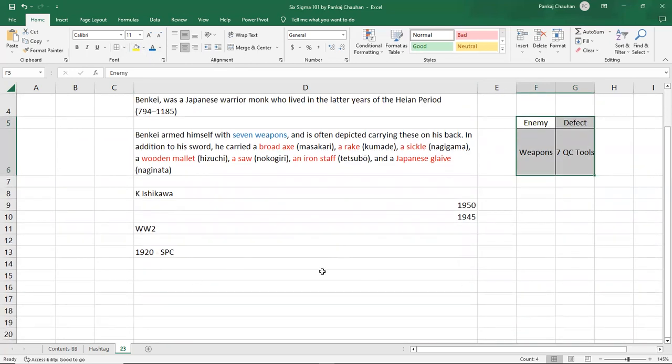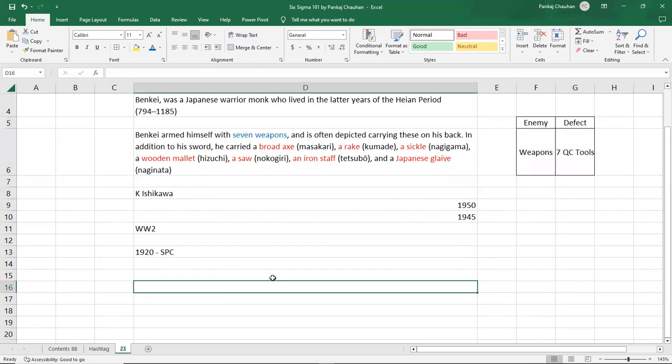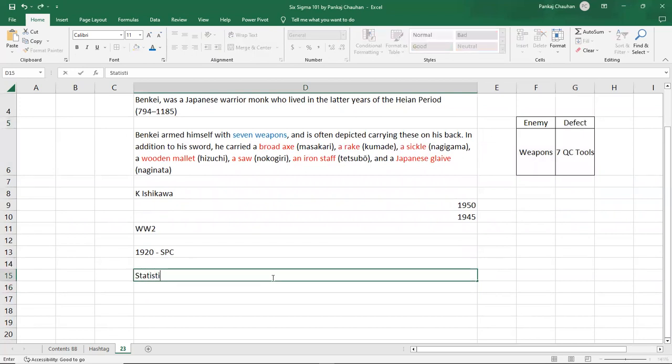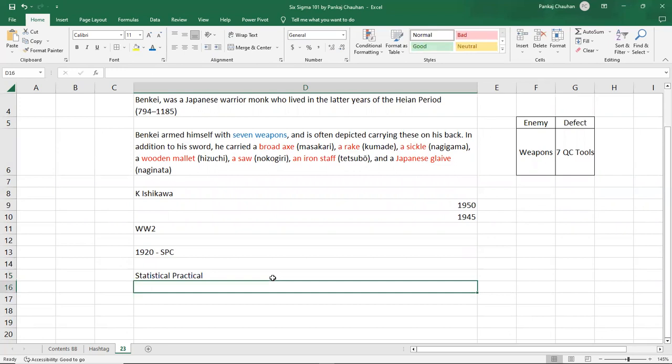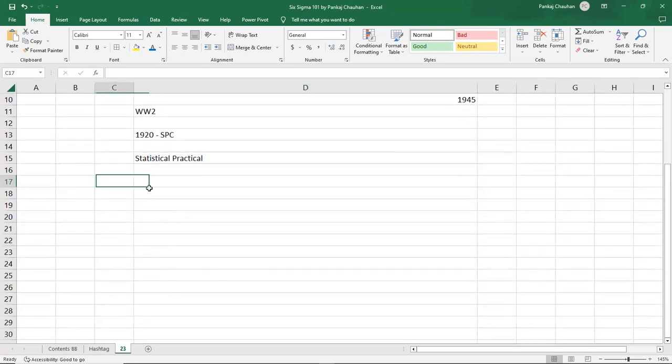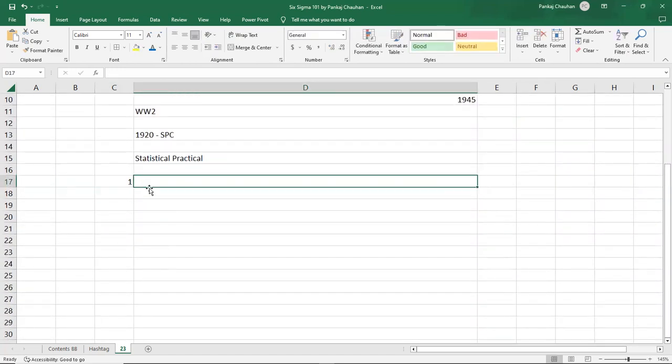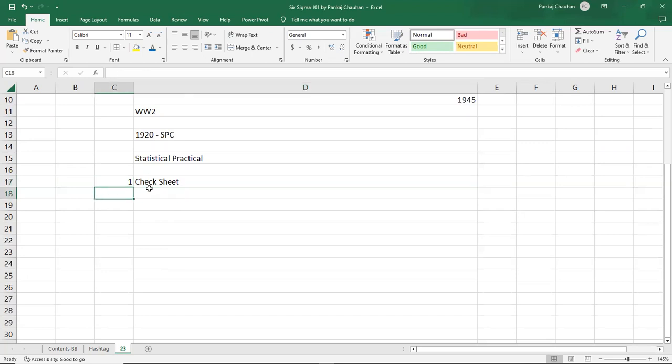So basically these 7QC tools are a mix of statistical and practical problem solving or business problem tools, which are statistical and non-statistical. It's a mix of both. So which are those 7QC tools? The first one is the check sheet. Check sheet is basically a data collection format. I will be explaining each of the 7QC tools in detail in the next sessions, where you collect the data which can be used for future analysis.